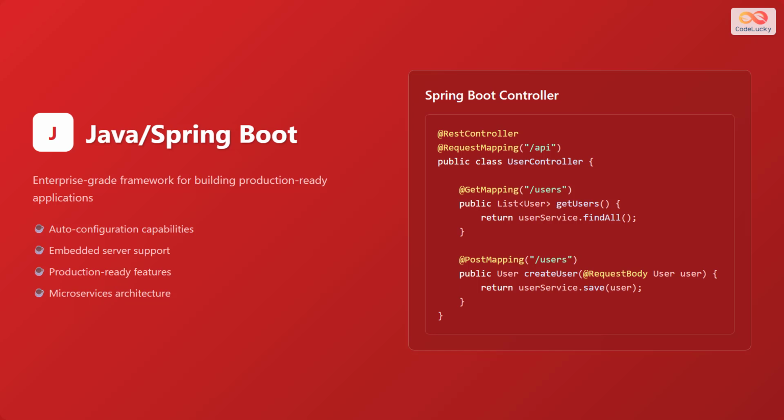Spring Boot provides production-ready features such as health checks and metrics, which help you monitor and manage your applications in a production environment. Spring Boot is well-suited for microservices architecture, enabling you to build scalable and maintainable applications. Here's a Spring Boot controller example, showcasing how to handle user-related requests in a Spring Boot application.